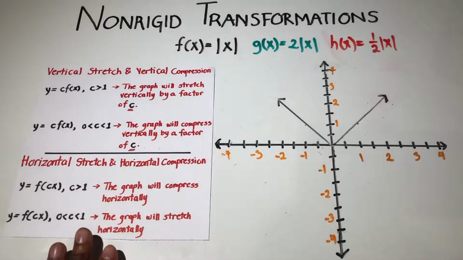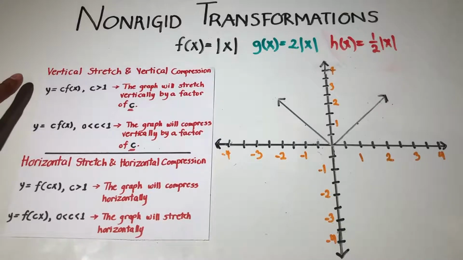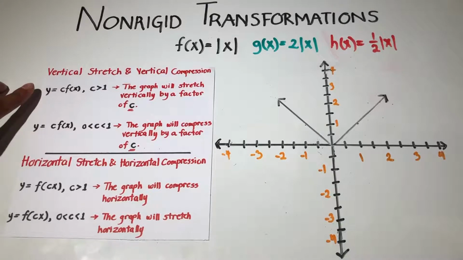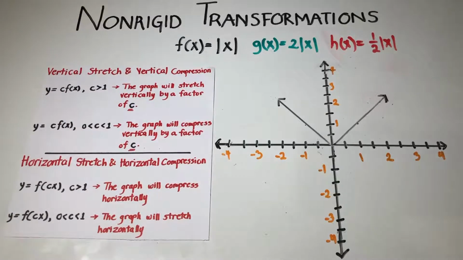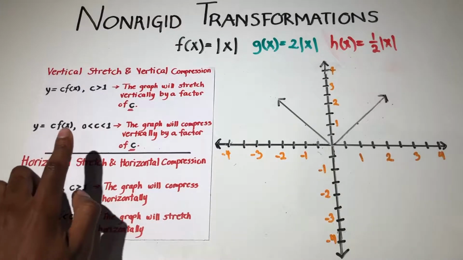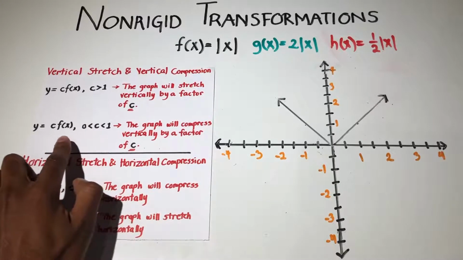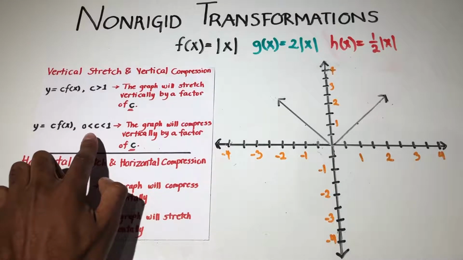Now, if you look at those guidelines here on the left, notice for a vertical stretch to occur, the coefficient in front of the function has to be greater than 1. While for the graph to compress vertically, the coefficient in front of the function has to be between 0 and 1.